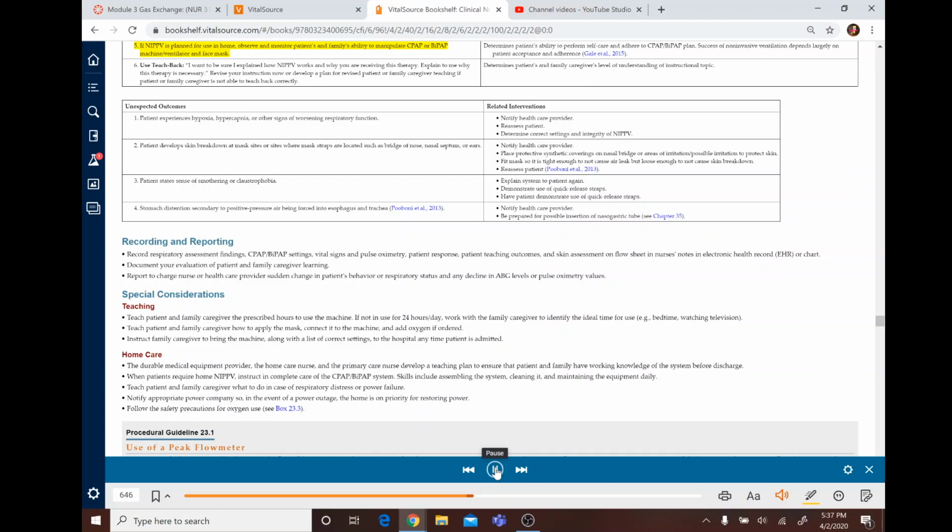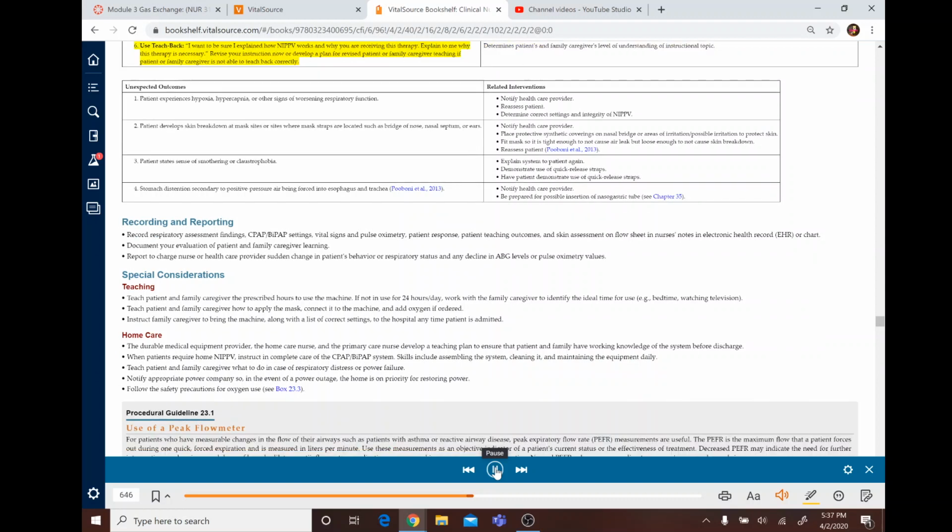5. If NP is planned for use in home, observe and monitor patient's and family's ability to manipulate CPAP or BiPAP machine/ventilator and face mask. Determines patient's ability to perform self-care and adhere to CPAP/BiPAP plan. Success of non-invasive ventilation depends largely on patient acceptance and adherence. Gale et al., 2015.